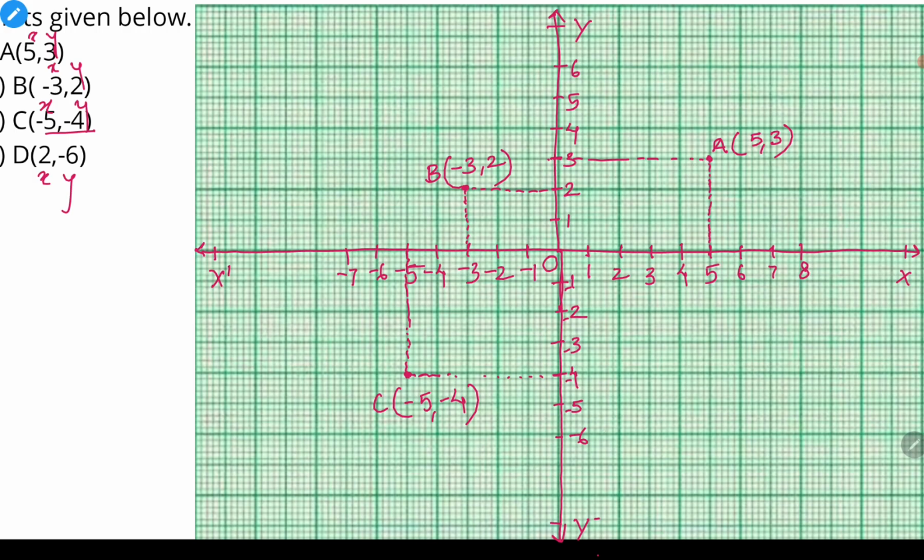X is 2 and y is -6. Minus 6 is here and 2 is here. We will extend it down, and (2, -6), this point is D. Understood? This is your first example of RS Agarwal. Let's move to the second example. We will solve each and every question.